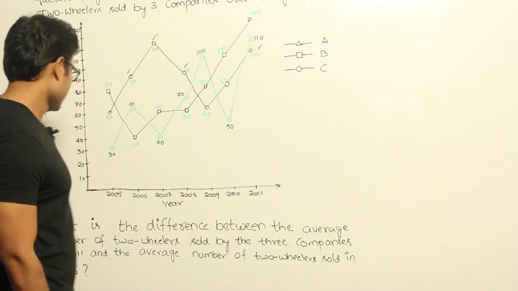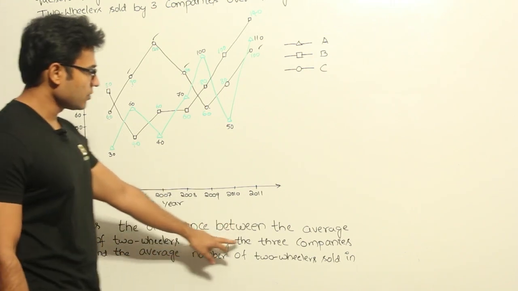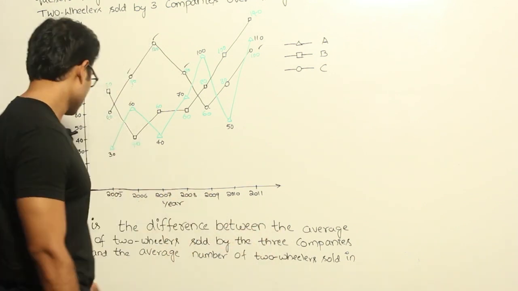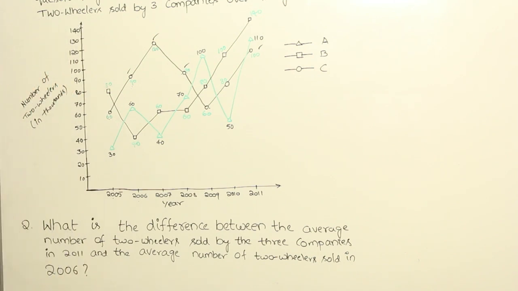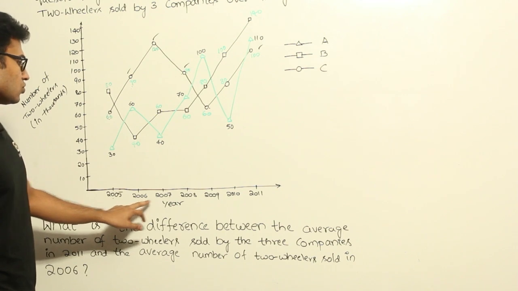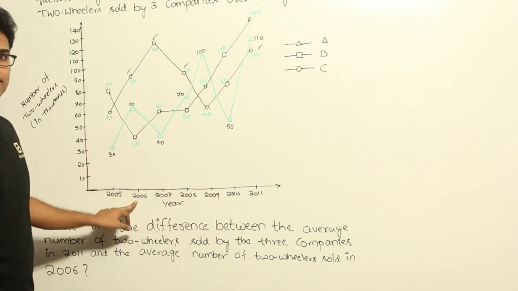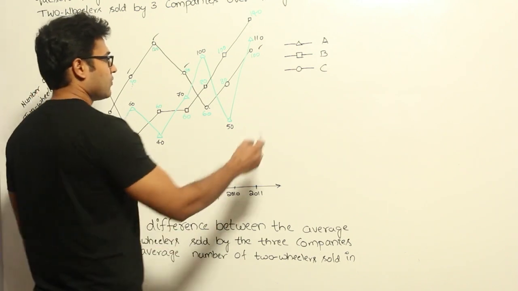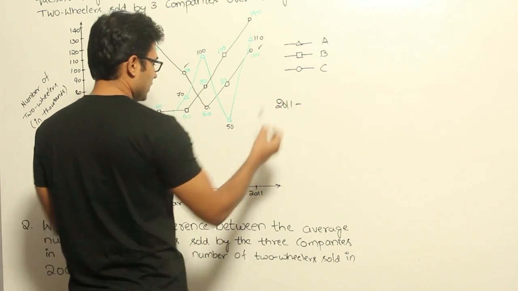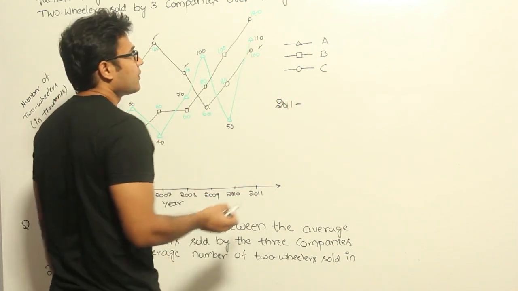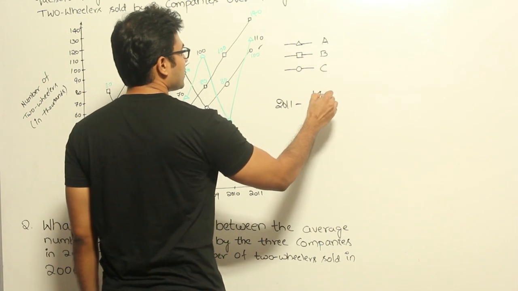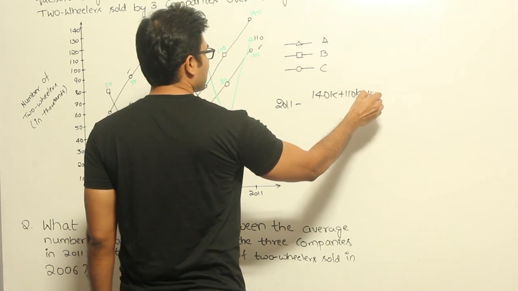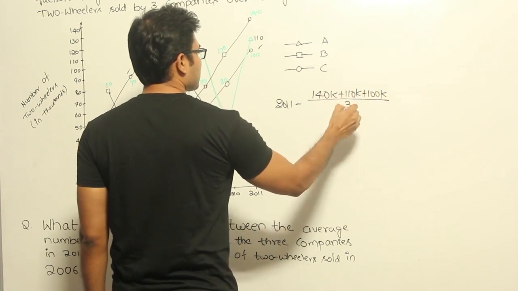Now let's see this question. What is the difference between the average number of two-wheelers sold by 3 companies in 2011 and the average number of two-wheelers sold in 2006? We are supposed to find the average number sold in 2011 and in 2006 by the 3 companies, and then find the difference. Let's see the average in the year 2011. 2011 means these 3 numbers, right? The total sales by these 3 companies is 140k plus 110k plus 100k. Now the average is divided by 3.